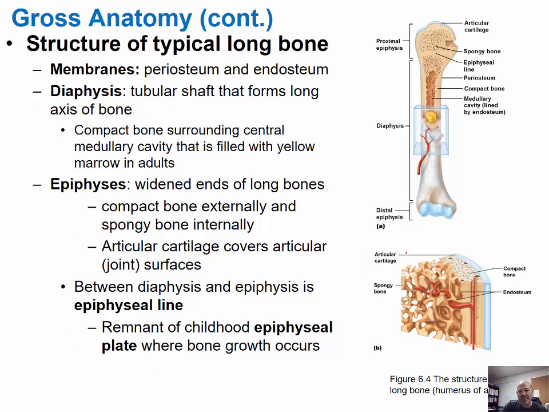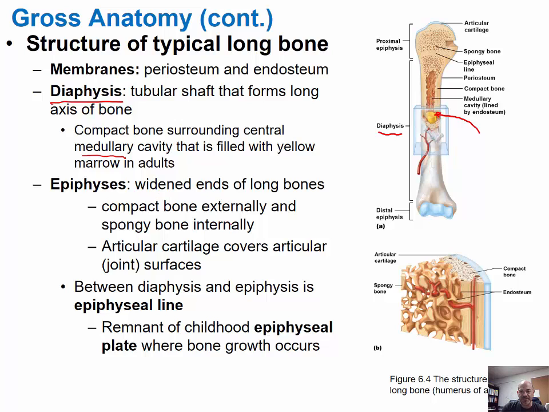The structure of a typical long bone, we see in the diagrams on the right. Just like with flat, short, and irregular bones, we're going to have periosteum and endosteum membranes, and the peri would be surrounding. As far as the bone goes, the tubular shaft that forms the long axis of the bone is called the diaphysis, and we see that shown on the diagram on the right. There the compact bone surrounds a central medullary cavity. The medullary cavity is where we find marrow, and in adults we find yellow marrow, mostly in that medullary cavity. On the ends of the long bones, you're going to have the epiphyses, which are the widened ends of the long bones.